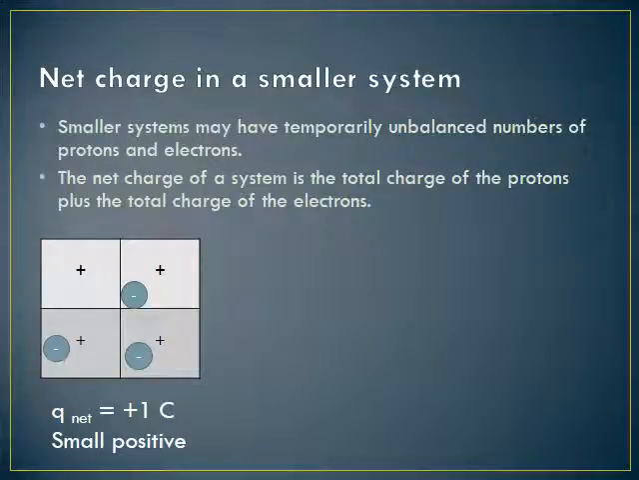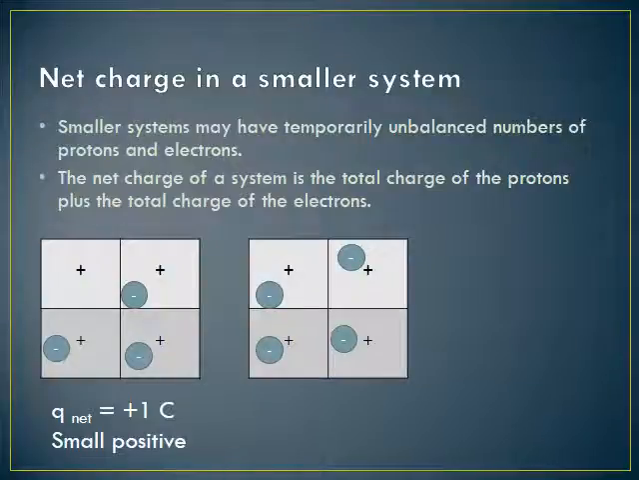So for example, in this little system, we have an insulator here with 4 protons and 3 electrons in it. So we might say that the Q net, or the net charge of this system, is +1 coulomb, because we have +4 and -3. So we're left with a net of +1. This is a small amount of positive charge.